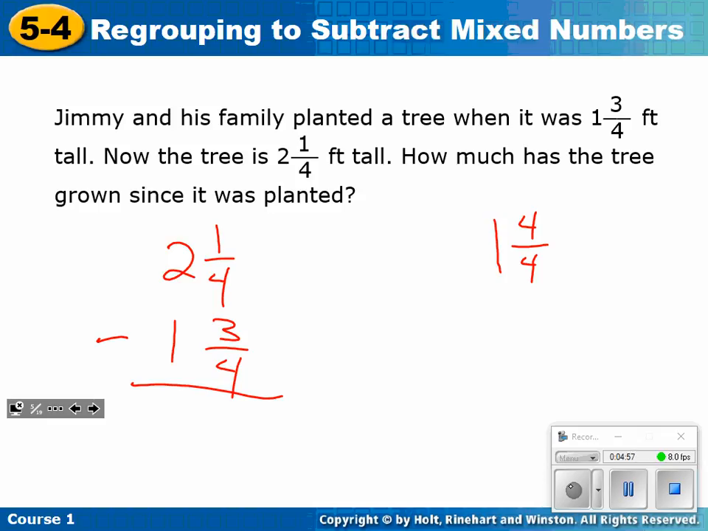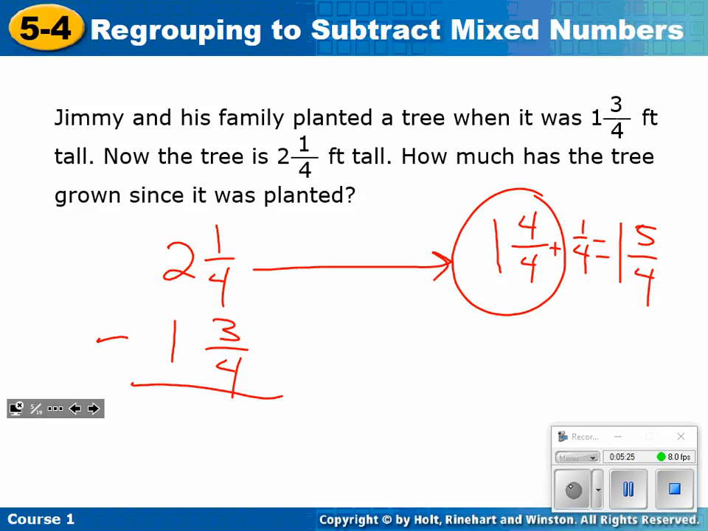Now the other part of this is this is 2 1/4. This means 2 plus 1/4. So this all together right here is 2 plus the 1/4. That's what this whole thing is. What is 1 4/4 plus 1/4? What is that? So this whole thing becomes a 1 5/4.